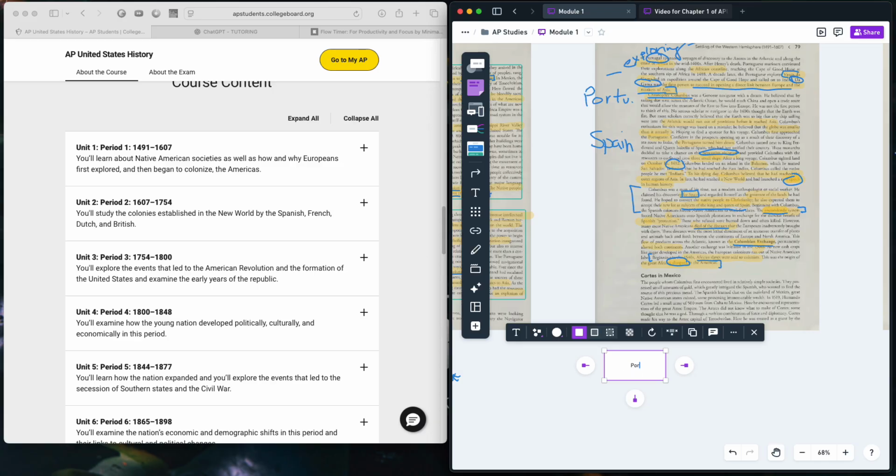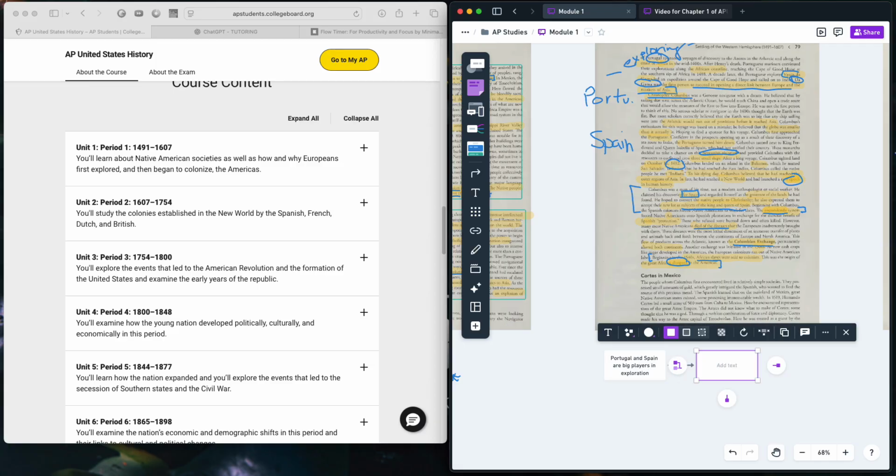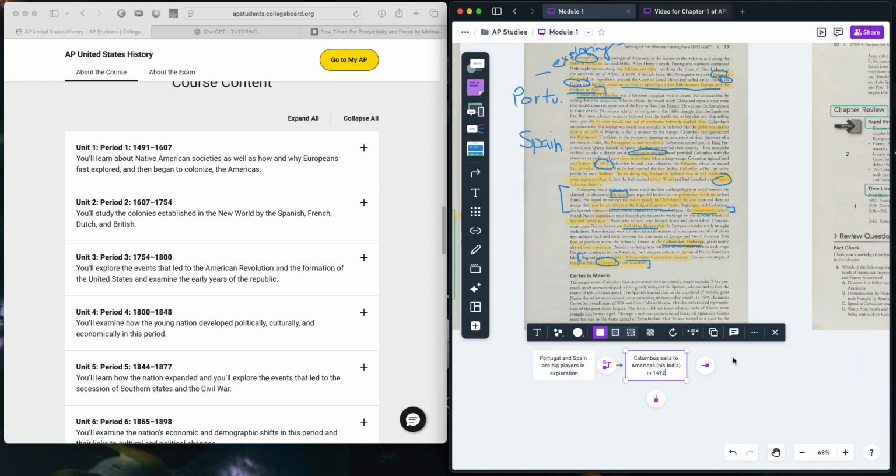So let's move forward with this. We've got Portugal and Spain are big players in exploration. Okay, so that's a good example. Then we have Columbus sailed to what? Sails to Americas, or to his India. Okay, I'll say his India. I like that. His India in 1492, and this is one of those years that you definitely should know, and it's also again that general knowledge idea.